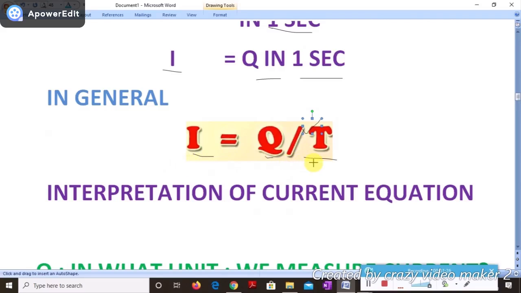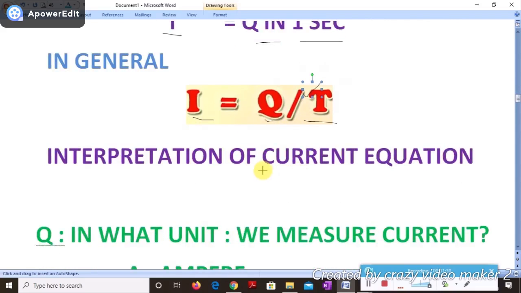Let's repeat this formula. What does this formula say? It says two things: first about charge, and the second about time. It tells us that charge is the source of current. If the charge is 0, then current will also become 0. And the higher the charge, the higher the current will be, and the lesser the charge, the lesser the current will be.